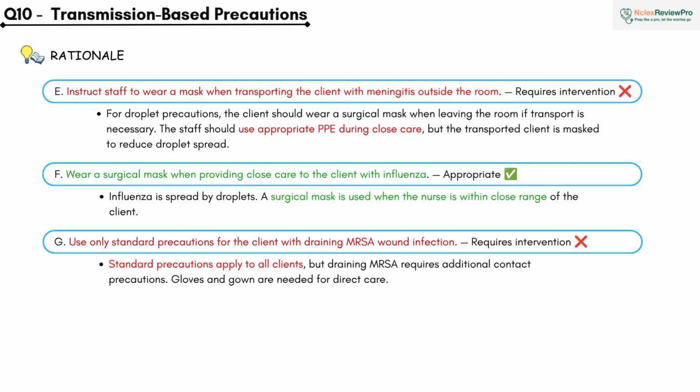Option F says, wear a surgical mask when providing close care to the client with influenza. This is appropriate. Influenza is spread by droplets. A surgical mask is used when the nurse is within close range of the client. Option G says, use only standard precautions for the client with draining MRSA wound infection. This requires intervention. Standard precautions apply to all clients, but draining MRSA requires additional contact precautions. Gloves and gown are needed for direct care.